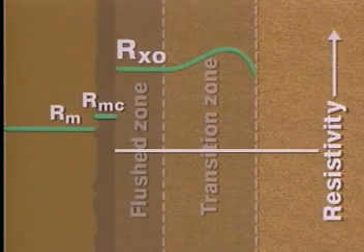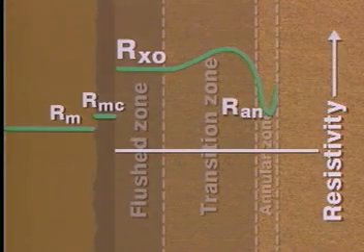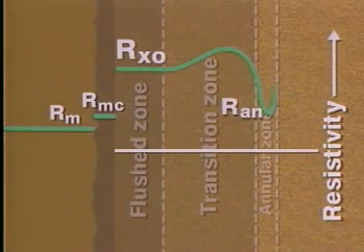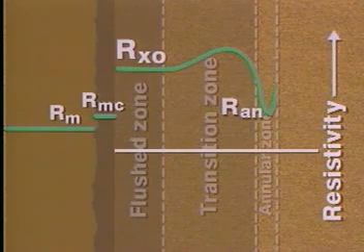Sometimes in hydrocarbon-bearing formations, the mobility of the hydrocarbon is greater than that of water. In this case, an annular zone, R sub an, with a high formation water saturation, may be formed between the invaded zone and the uninvaded zone. Thus, this annular zone, if present, may show up as a zone of relatively low resistivity.